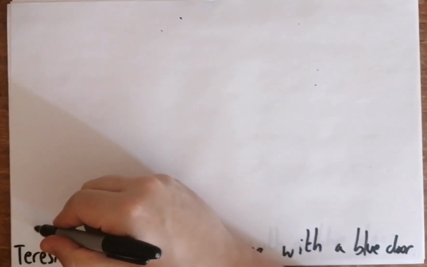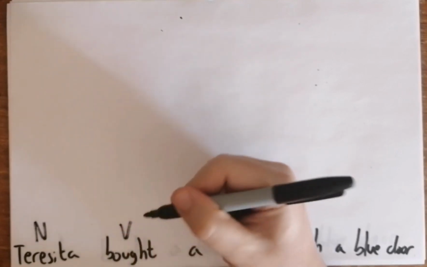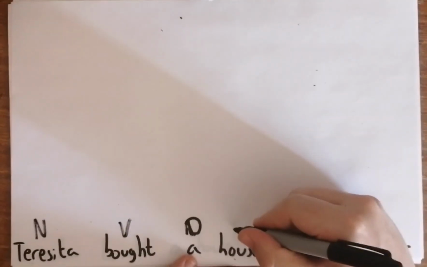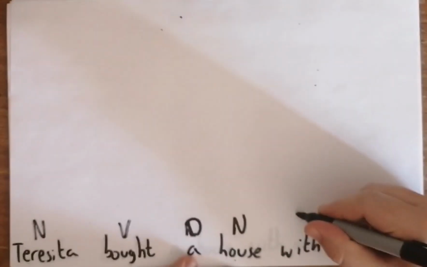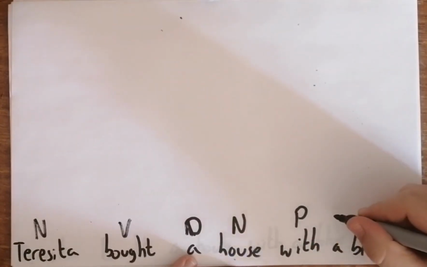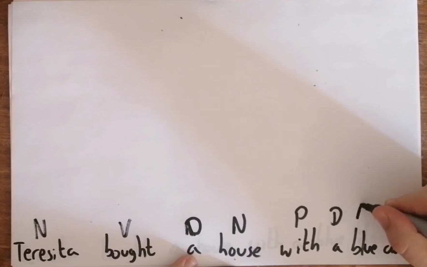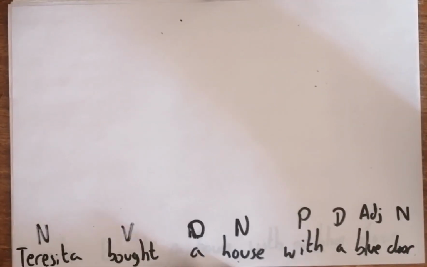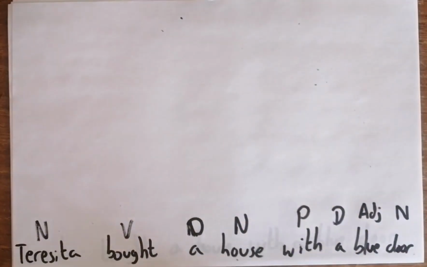Okay, so we've got Teresita, which is a noun. Bought, a verb. A, determiner. House, noun. With, preposition. A, determiner. Blue, adjective, door, noun. Okay, so first let's do the crazy interpretation.